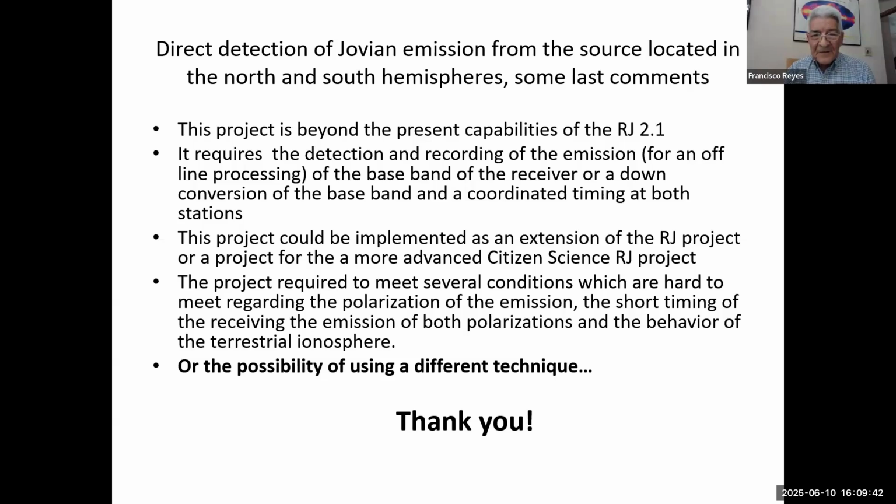So this is still a project that can go ahead and be done, but it will be interesting to actually detect the emission separated from the north and south hemisphere, which we know just from the projects and the emission from the models. All right, thank you very much. And if you have any questions, maybe I can answer some questions.